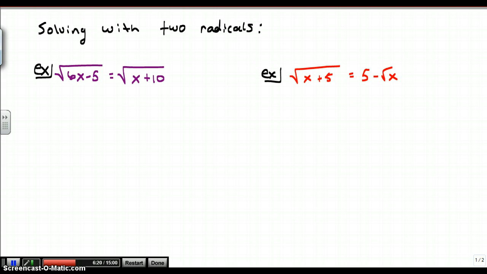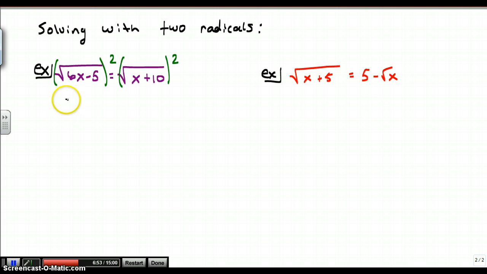So last two examples, a little bit different. We have two radicals, but the same process. We're going to raise both sides to some power and then simplify. So this first example, we have the square root of 6x minus 5 equals the square root of x plus 10. Because I have both of them as a square root, I'm going to go ahead and raise both sides, because I have to do the same thing to both sides, to the second power, or square both sides.